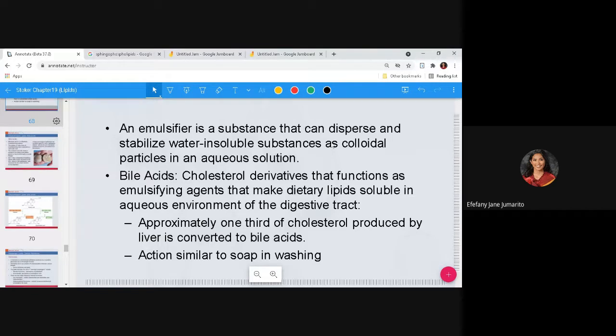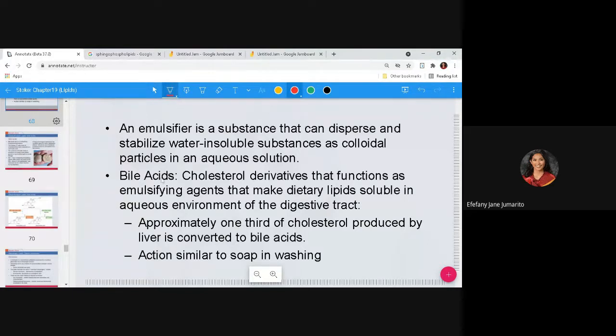A substance that can disperse and stabilize water-insoluble substances as colloidal particles. It becomes foamy because of the egg. The egg there acts as the emulsifier. Your mayonnaise is just oil and the other mixed ingredients, but it becomes foamy and forms a colloid because it has an emulsifier. The egg there acts as your emulsifier.